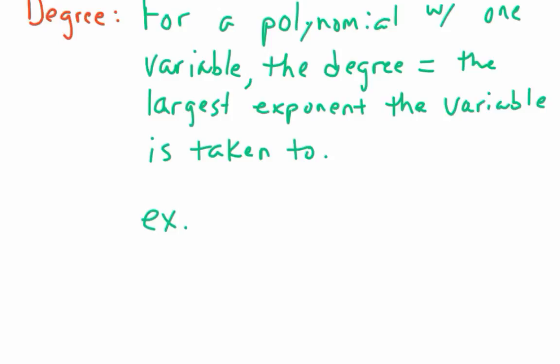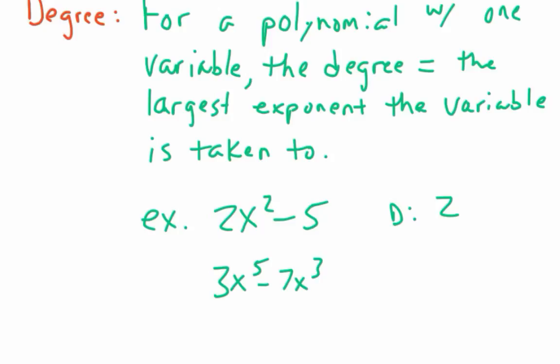So if I were to do a bunch of examples, if I have a 2x squared minus 5, there the degree just has to be 2. Because I have an x squared, I don't have an x to the 4th or an x to the 5th. X squared, this 2 is the highest power for x. If I were to have a 3x to the 5th minus 7x to the 3rd plus pi, why not, just for fun. So 3x to the 5th minus 7x to the 3rd plus pi, the degree has to be 5.